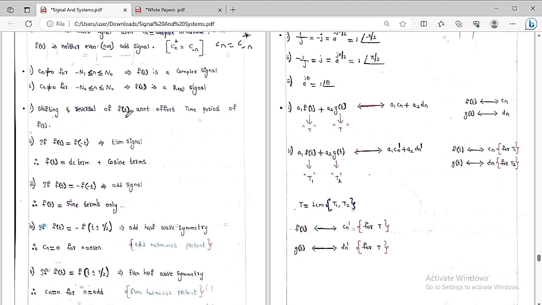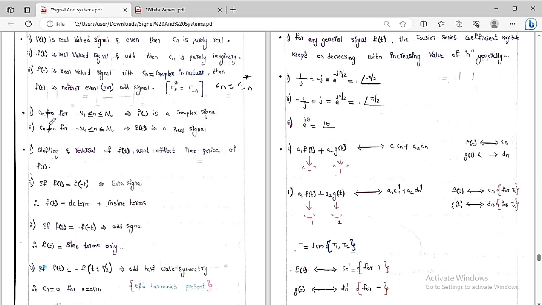Now the next point is Cn is not equal to 0 for n lying from minus n1 to n0 if f of t is a complex signal, whereas Cn is not equal to 0 from minus n0 to n0 if f of t is a real signal. See, if these ranges are the same, it is a real value signal. If these ranges are different, it is a complex value signal.